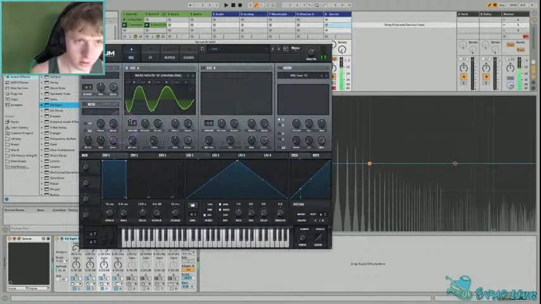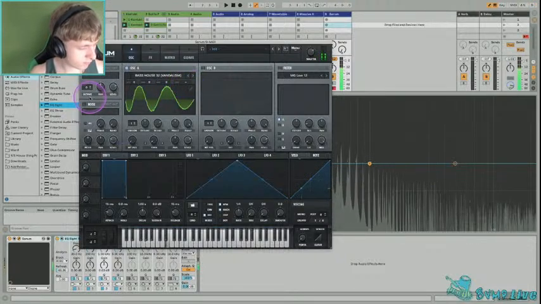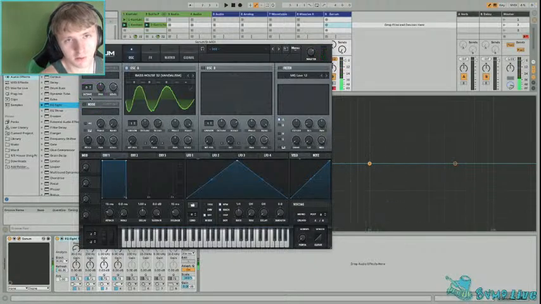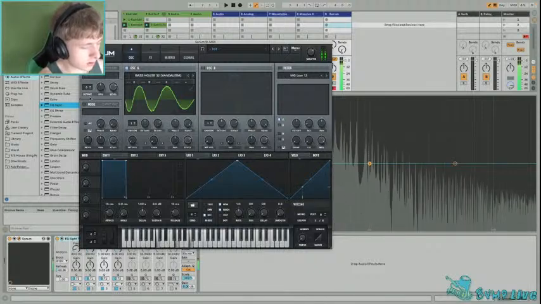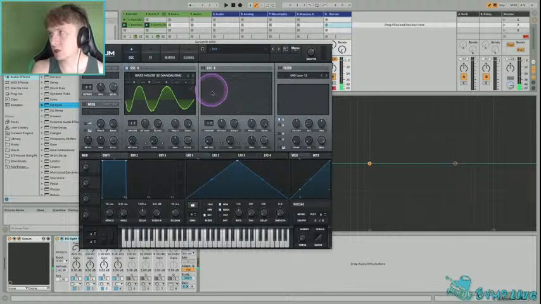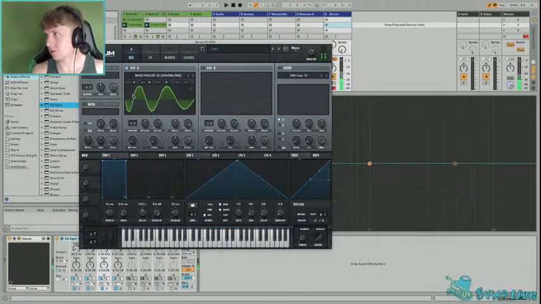So, I picked my waveform. Kind of not sure what I want to go for. Do I want to go for a bass sound or a chord sound? Usually you can get much more interesting results with the bass because you're just working with a single note there.